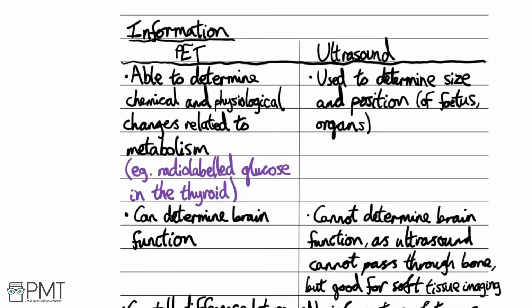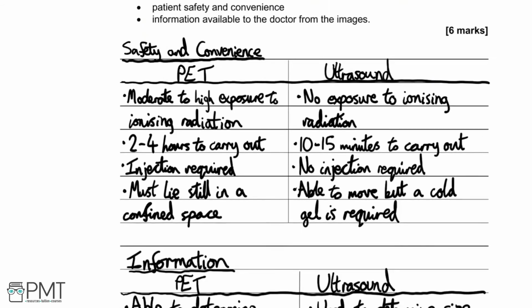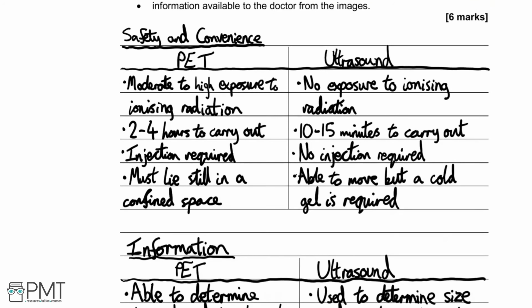Now, technically, you could break down patient safety and convenience into 2 separate areas, one for safety and one for convenience, but I've included them all into one here. But on that basis, if you did split that into 2, you could have 3 separate sections. To get all 6 marks, you would need to cover all 3 of those sections fully. If one of them was only partially covered, for example, then you would lose a mark.